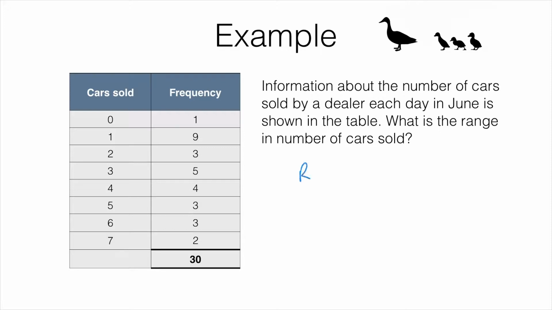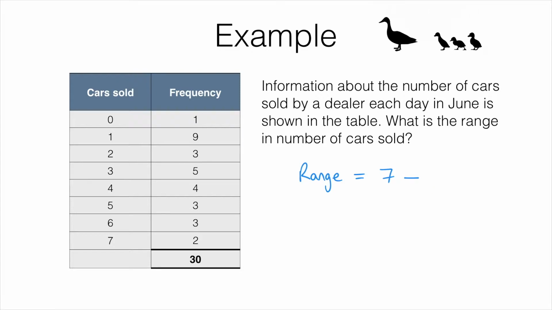So the range is simply going to be the highest number of cars sold on any of these days in June, which is 7. That's the highest number in this column of the table. 7 cars were sold on 2 days in June. So 7 is the highest, and we need to subtract the lowest number of cars sold, and that is 0 cars. There was 1 day in June where 0 cars were sold, so that's the lowest number.